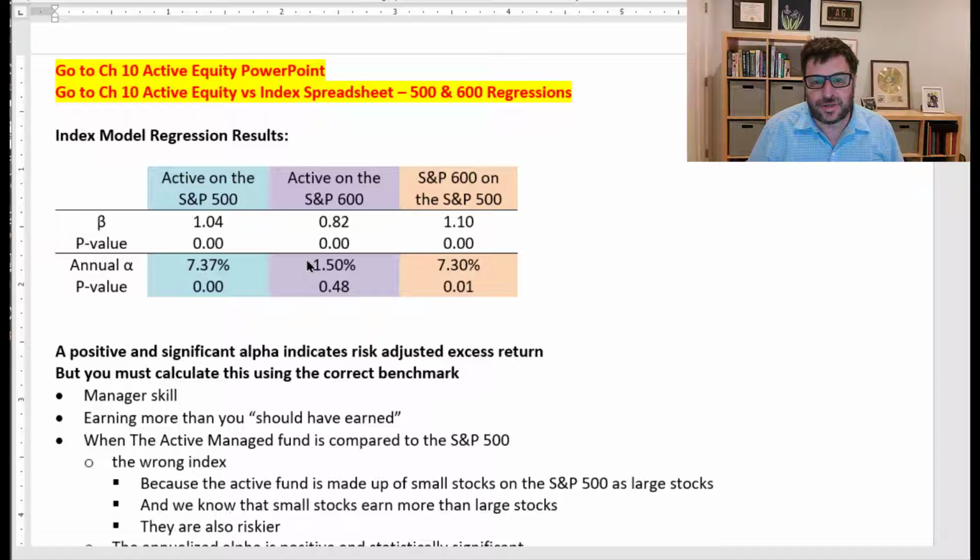But when we compared it to the S&P 600, we saw that the alpha was, well, much, much smaller and not statistically significantly different from zero. And in fact, the S&P 600 index, as opposed to the S&P 500 index, seemed to pretty much match this manager's performance. So a positive and significant alpha indicates risk-adjusted excess return, but you have to calculate this using the correct benchmark if you want to assess manager skill, right? Earning more than you should have.